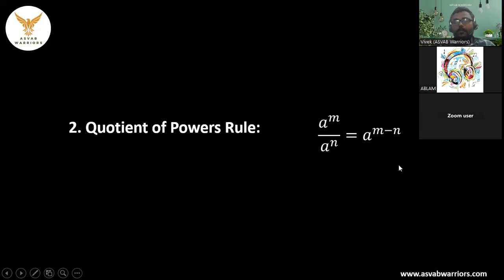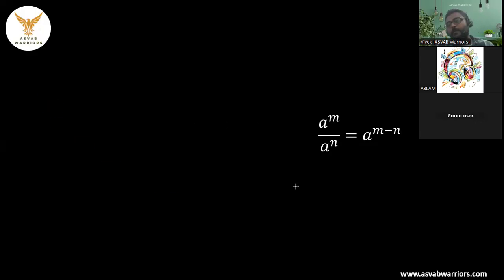Now, I'm going to teach you the other rule, which is known as the quotient of power rule. We just learned that if two exponents having the same base but different powers are multiplied, the powers are added. But if they are divided, then the power will be subtracted. What I mean to say is, a to the power m divided by a to the power n is nothing but a to the power m minus n. So how do I derive that?